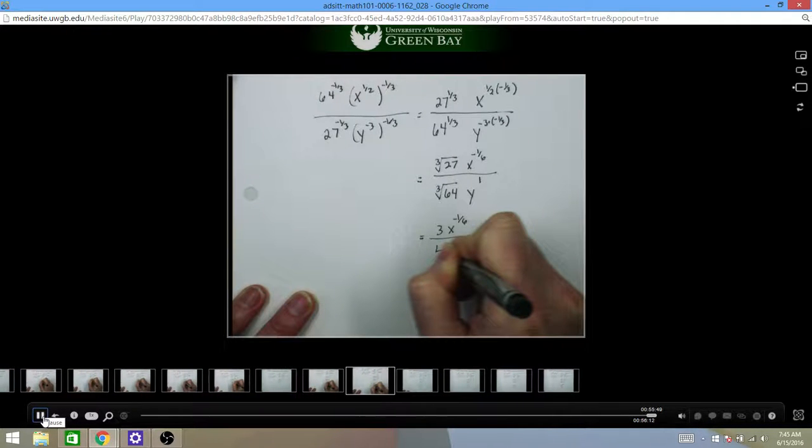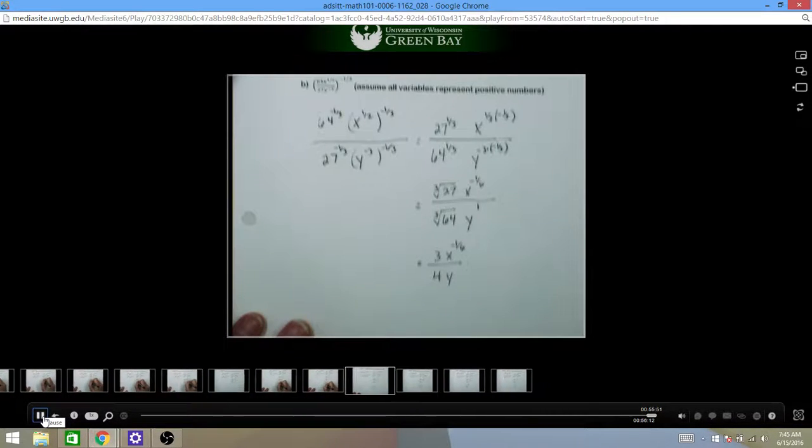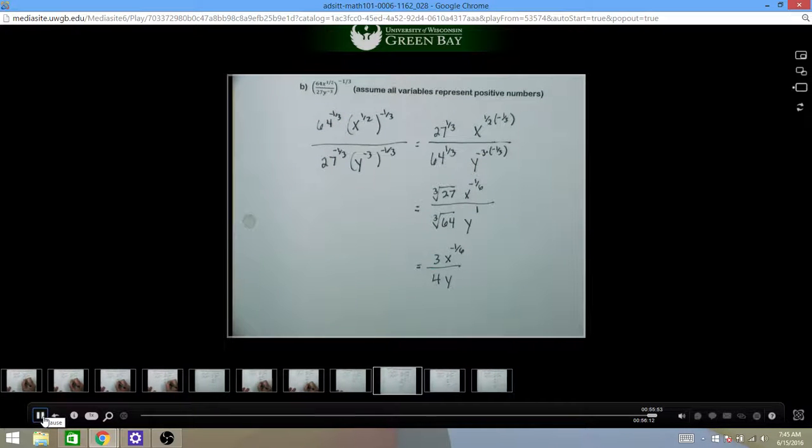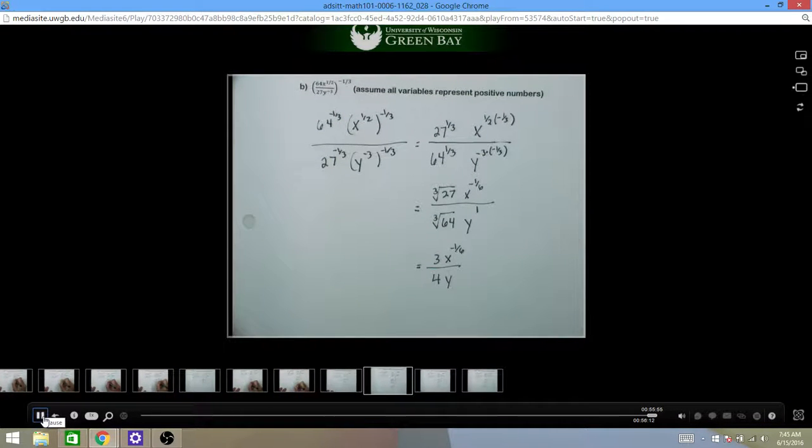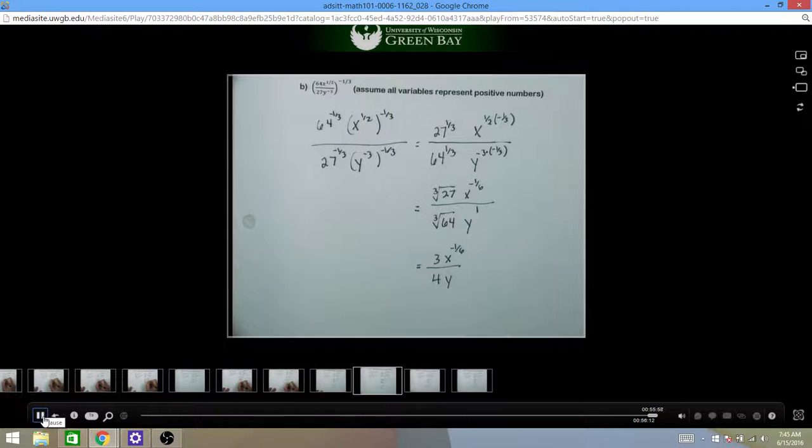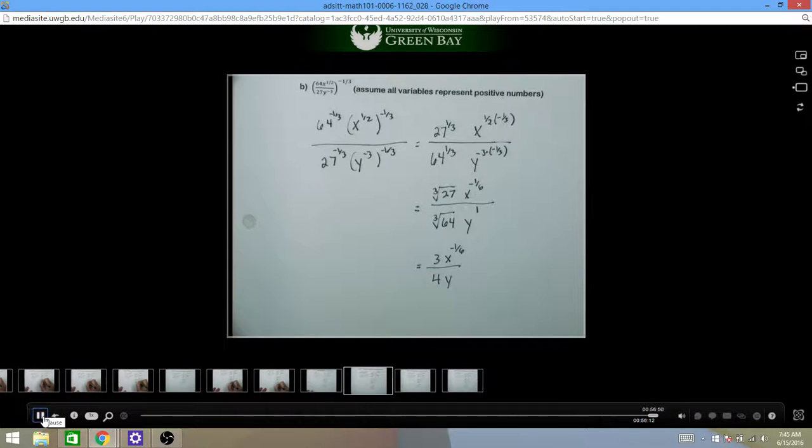So the outside exponent applies to every single factor inside your product or quotient. And then it multiplies times exponents that are already there. And when there is no exponent, it becomes the exponent.